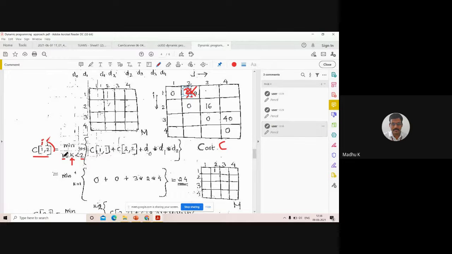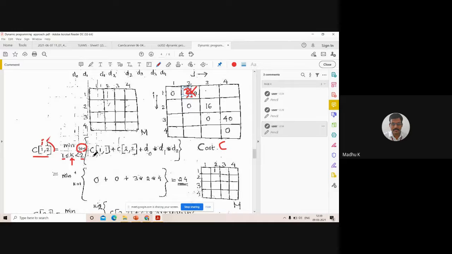Okay, 1 less than or equal to k less than 2. So in this case, k will take only one value. K is equal to 1. Only one value can be assigned for k, which is 1. So we will consider the case k equal to 1.